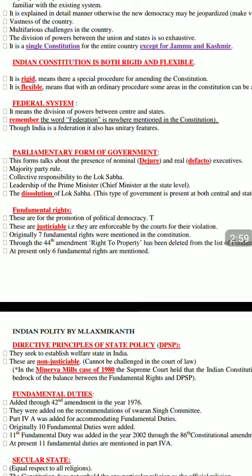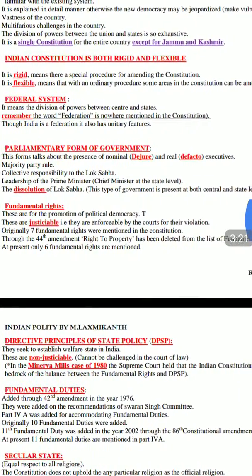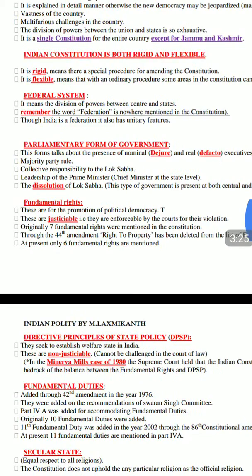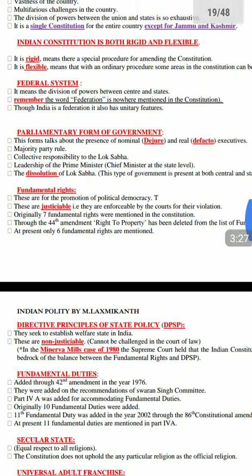This statement means that in case the majority falls, a no confidence motion can be presented and the government can be dissolved. And the leadership of the prime minister and chief minister at the state level, and the dissolution of Lok Sabha. This type of government is present in both the central and the state level. So in case the majority falls, the government can be dissolved.